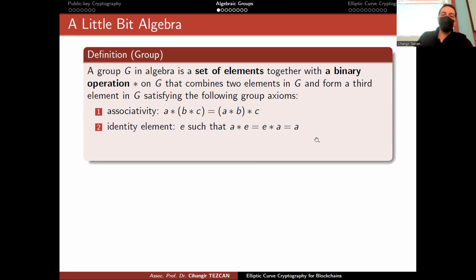Second thing is the identity element. There should be an identity element here so that whenever you perform the operation with that element and any element in this set, the result should be again that element.